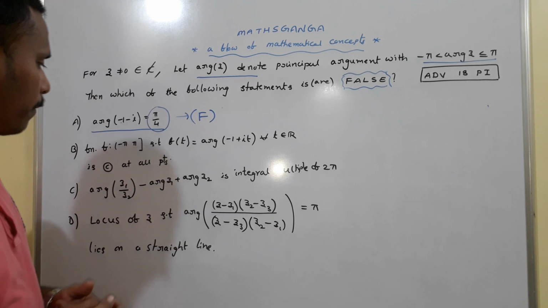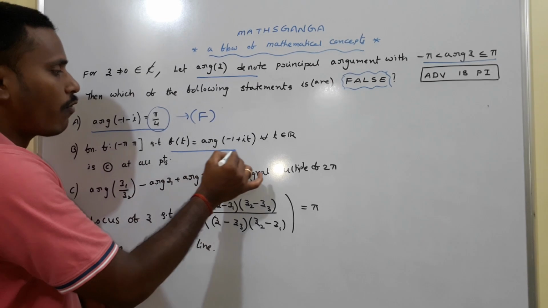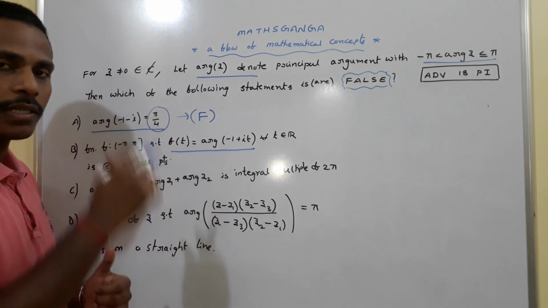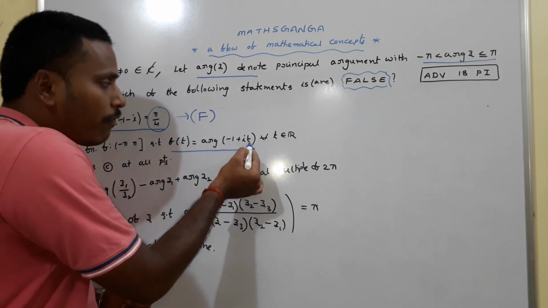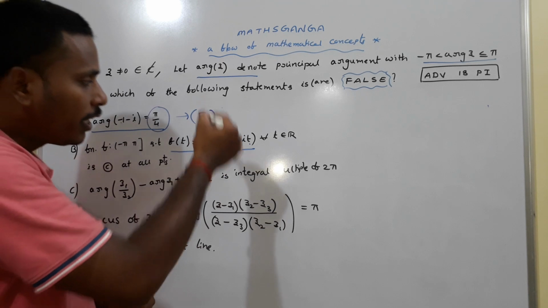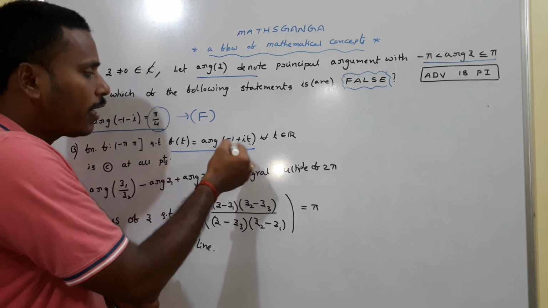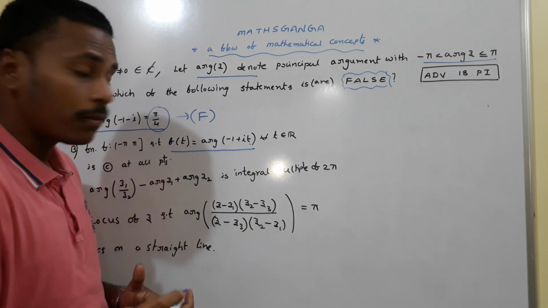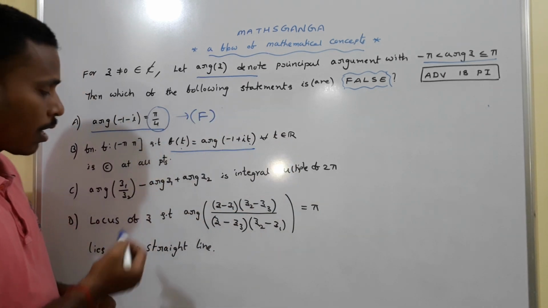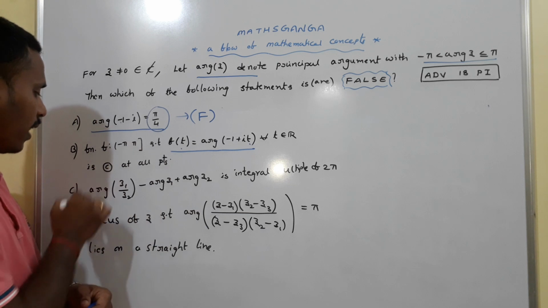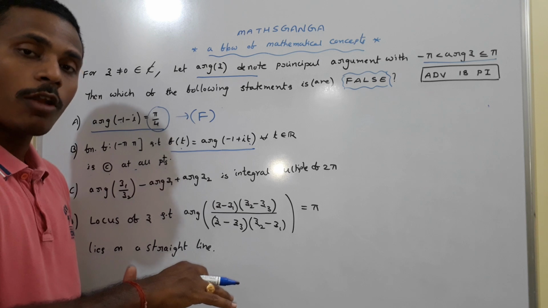Coming to the second statement, it is given that f is a function defined such that f of t is equal to the argument of minus 1 plus it, for t belongs to R. For different real values of t, we need to locate the argument of all the points. If you change t, we will get different complex numbers. And for all those complex numbers, we need to calculate the argument, and t is related to that argument. They mention that this function is continuous at all points. We need to check whether it is continuous at all points or not.